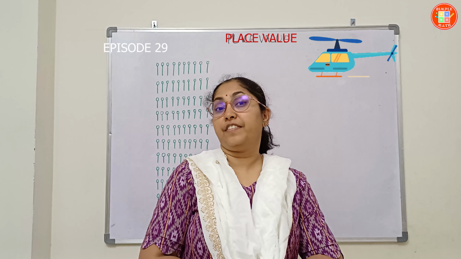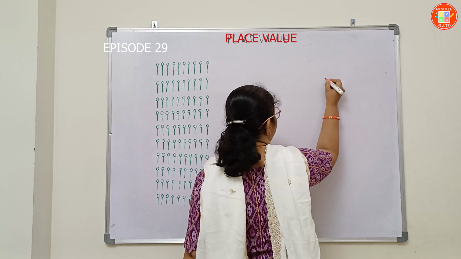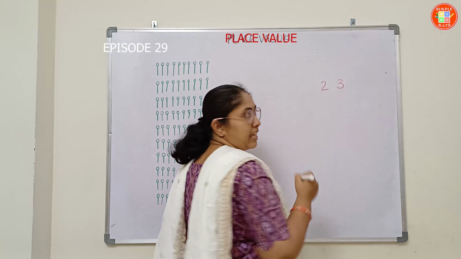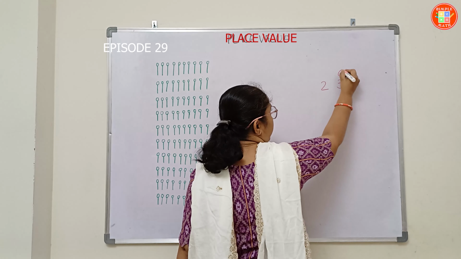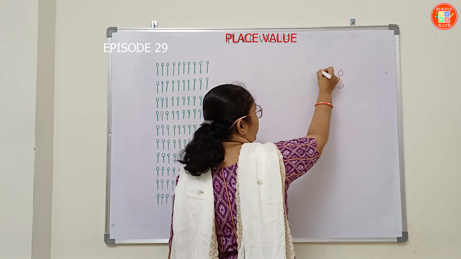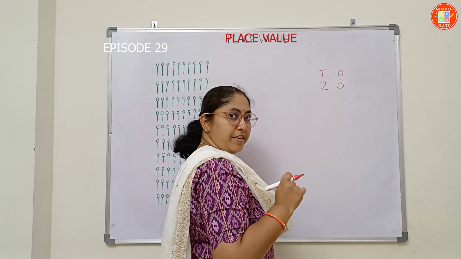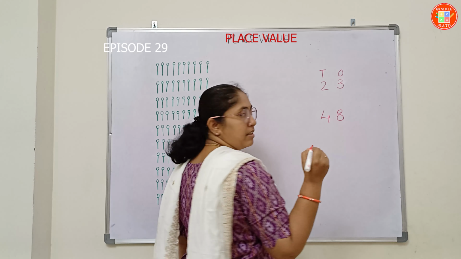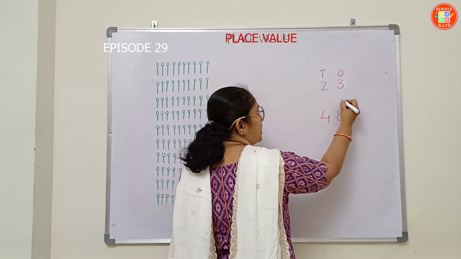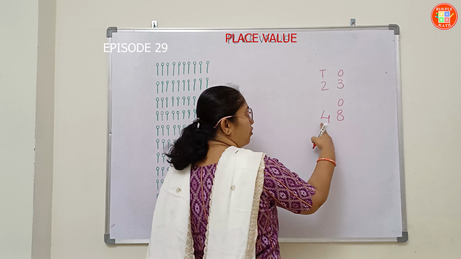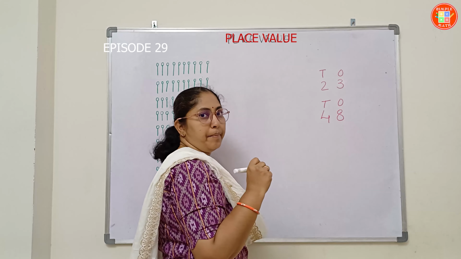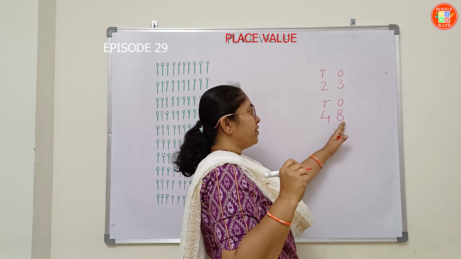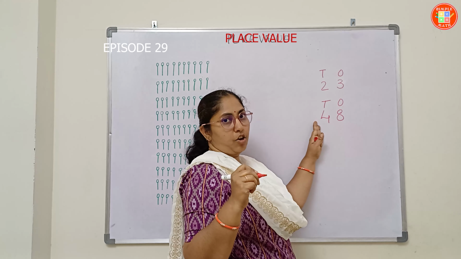In previous classes we have learned what is tens column and what is ones column, right? Suppose you have number 23. So this number 3 is in ones column and this number 2 is in tens column. We have learned that. So suppose we have given number 48. What is in ones column here? 8 is in ones column and 4 is in tens column. Right? We have learned the place value of ones column and tens column.